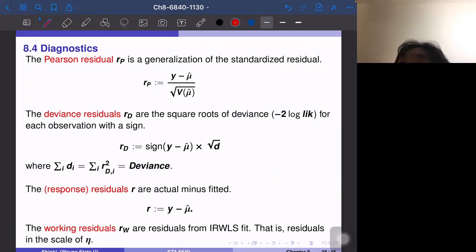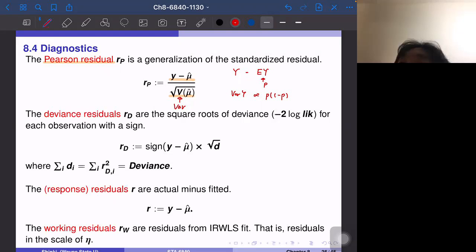The first one is the Pearson residual. The Pearson residual is y minus mu hat, the usual residual, divided by the square root of V of mu hat. This is the variance depending on mu hat. A typical case is the binary response, or the binomial response. We have y and the expectation of y exists. Suppose the expectation of y is p, then the variance of y is proportional to p times 1 minus p. The Pearson residual accounts for this fact.